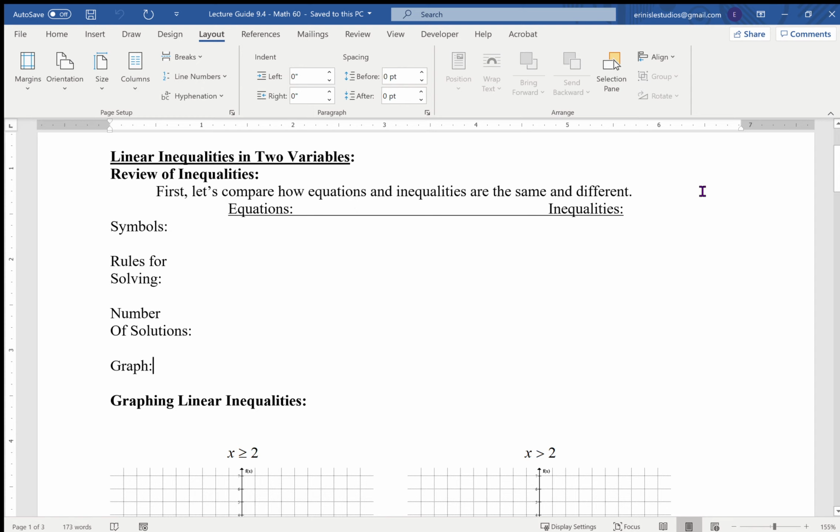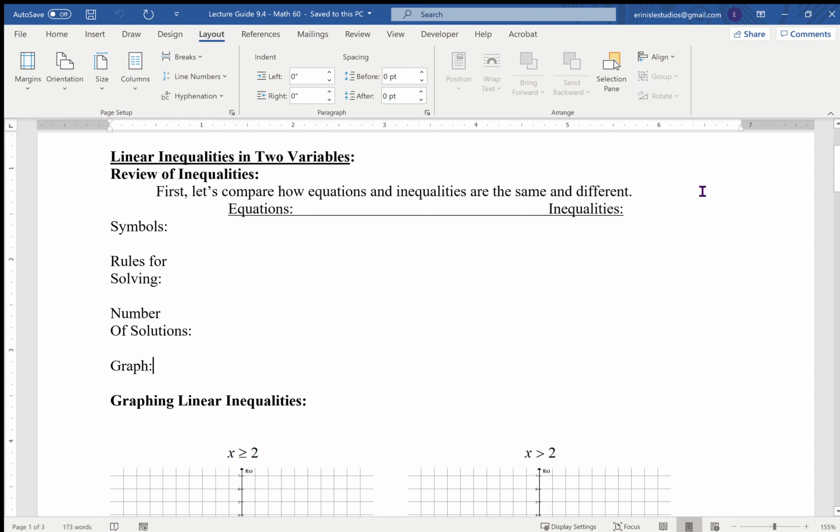All right, let's write that out so it's not so confusing. Okay, I'm going to get rid of those. Okay. Number of solutions, 1. Here you have infinite solutions because it's going to be all numbers greater than, and it goes into infinity. Or all numbers less than.